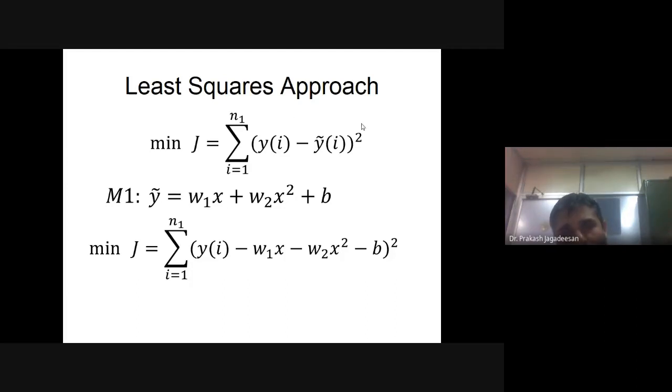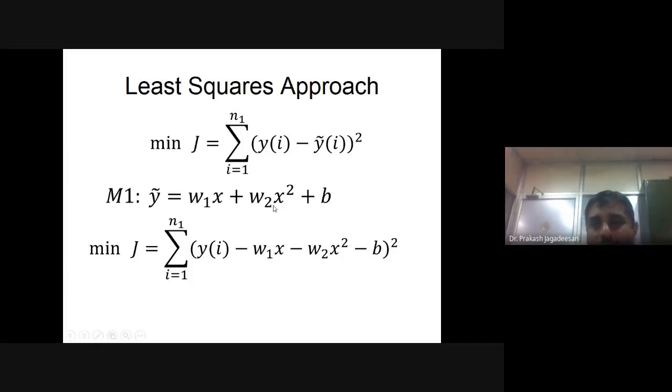So Y here is basically the output of the system. Y is available, Y is known. Y tilde is nothing but the model output. And I have assumed a model structure. M1 is the model structure. Y tilde is W1 times X plus W2 times X square plus B. You can assume like this, or you can represent this in the form of a neural network. Either this can be represented as a neural network, or you can propose a model structure. This is basically a polynomial type of model.